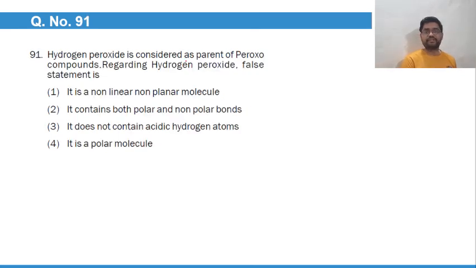Hydrogen peroxide is considered as a parent of peroxo compounds. Regarding hydrogen peroxide, the false statement is, okay, what we have to find is the false statement. It is a non-linear, non-planar molecule: true. It contains both polar and non-polar bonds: true. It does not contain acidic hydrogen atoms: false. It contains acidic hydrogen. That is true, there are 2 acidic hydrogens in it.